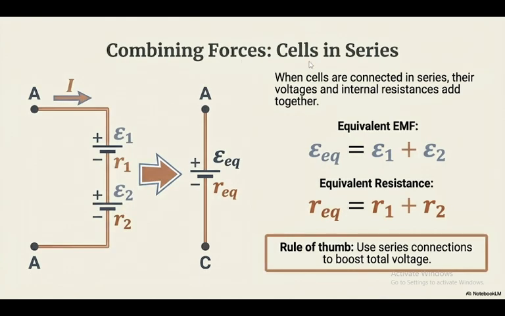Combining forces: cells in series. When cells are connected in series, their voltage and internal resistances add together. Equivalent EMF, epsilon eq, is E1 plus E2. Equivalent resistance, r eq, equal to r1 plus r2. Rule of thumb: use series connections to boost total voltage.